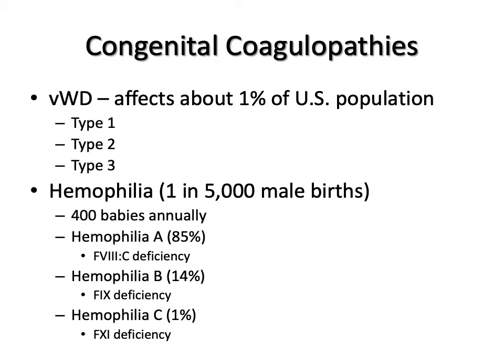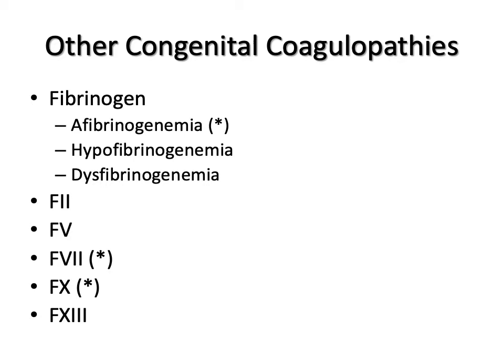About 14% of hemophilia cases are hemophilia B, which is a deficiency of factor IX, plasma thromboplastin component, or Christmas factor. And around 1% of hemophilia cases are hemophilia C, a deficiency of factor XI, plasma thromboplastin antecedent. For the remainder of this lesson, we are going to study von Willebrand disease and the hemophilias.